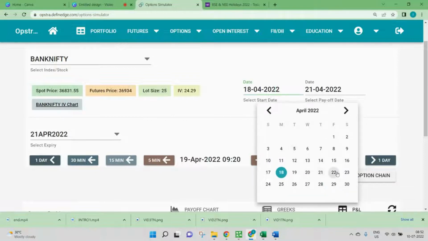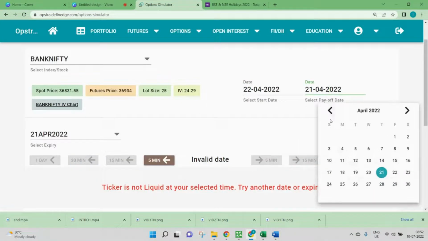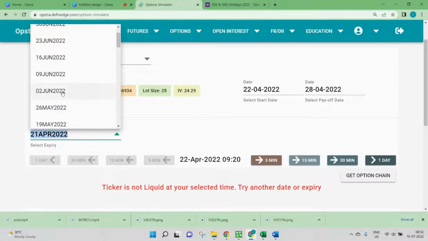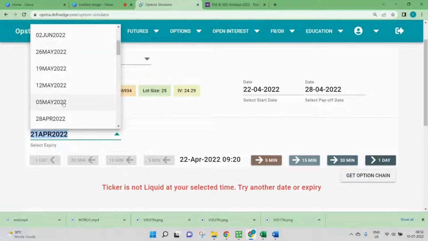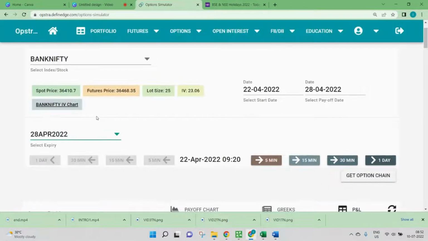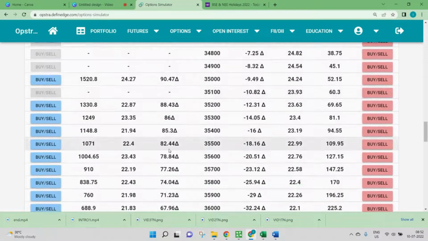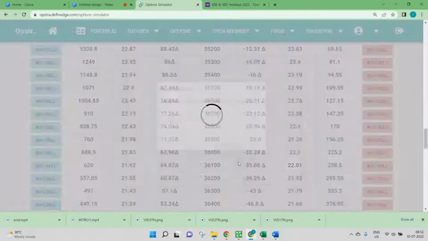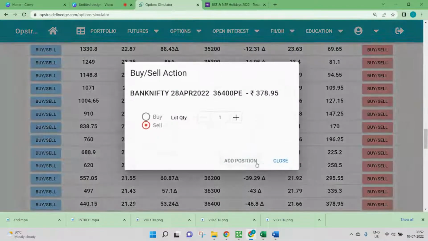Week 4 is 22nd starting, 28th will be expiry. And the spot is at 36,400. So we sell the straddle at 36,400. Here we go, sell 36,400. We sell.